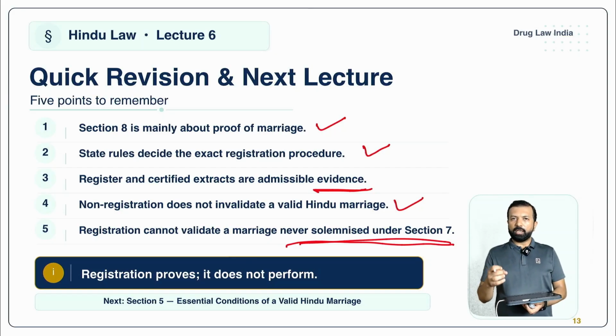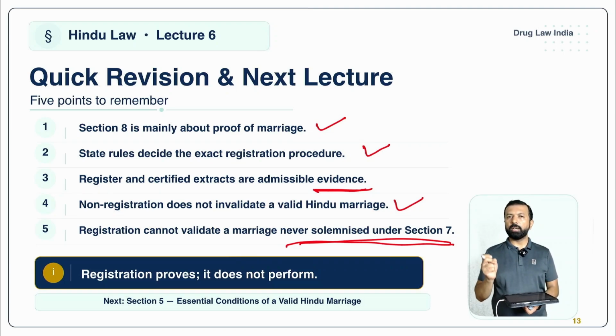Now this raises the next question. If a certificate does not make a marriage valid by itself, then what are the actual conditions required for a valid Hindu marriage? That takes us directly to our next lecture, where we will study Section 5, which includes essential conditions for a valid Hindu marriage.